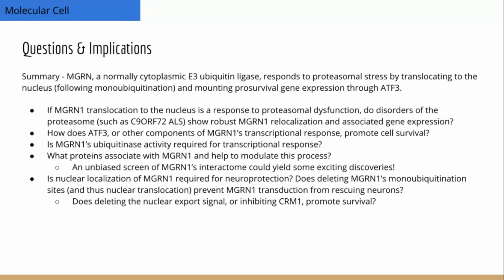And finally, is nuclear translocation of MGRN1 required for its neuroprotective qualities? This could be tested by deleting MGRN1's monoubiquitination domains and seeing if these MGRN1 mutants cause neurodegeneration as they did in the knockout models.